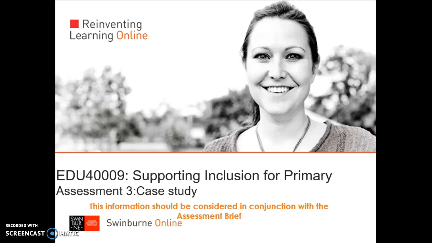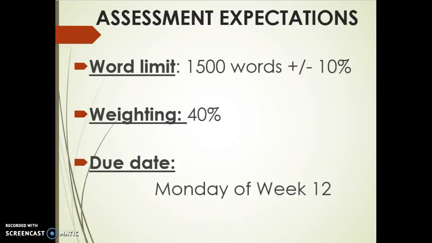This is Karina, the UC, for Supporting Inclusion for Primary, and we're going to be looking at Assessment 3, the case study. Okay, let's get straight into it. So for this assessment, the word limit is 1,500 words with a plus or minus of 10%. So this gives you a range of between 1,350 words and 1,650 words.